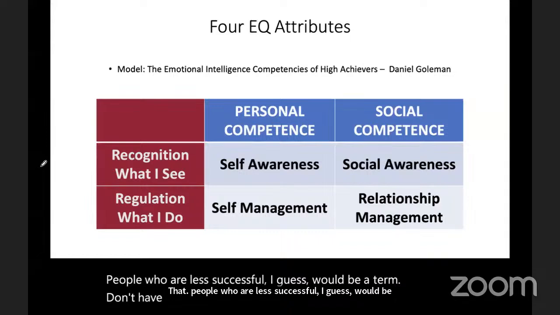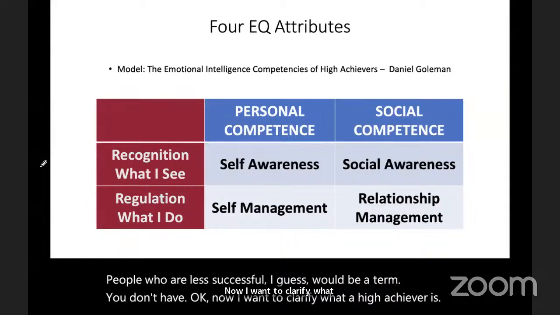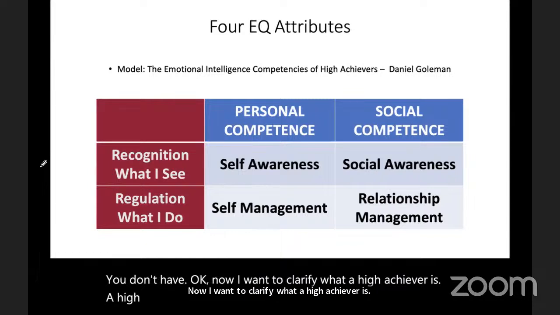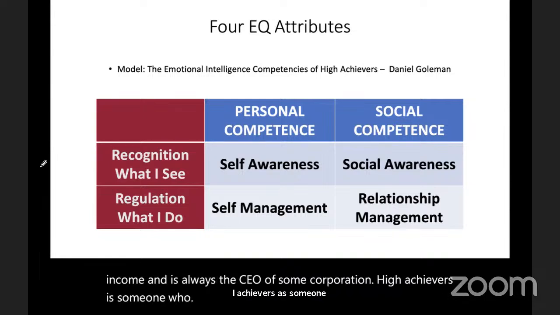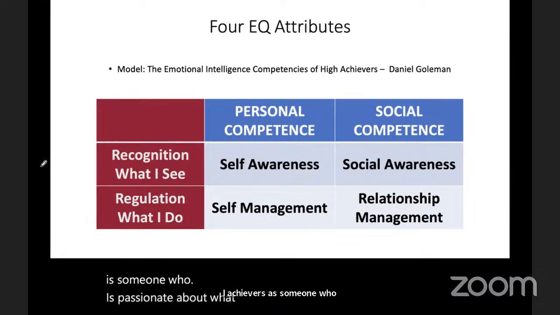Okay. Now, I want to clarify what a high achiever is. A high achiever isn't someone who makes high amounts of income and is always the CEO of some corporation. A high achiever is someone who is passionate about what they do and they work hard for what they do.